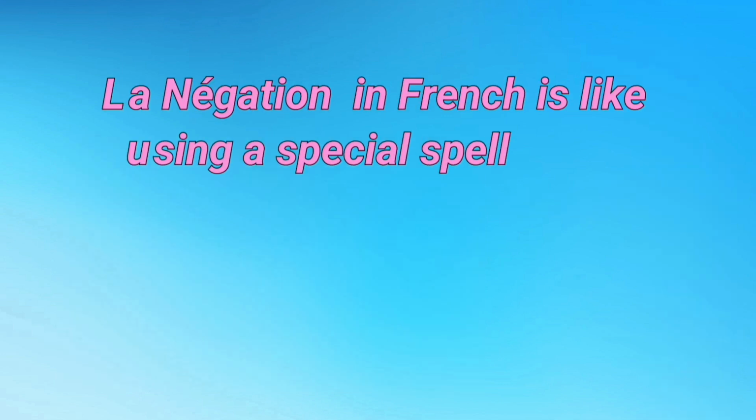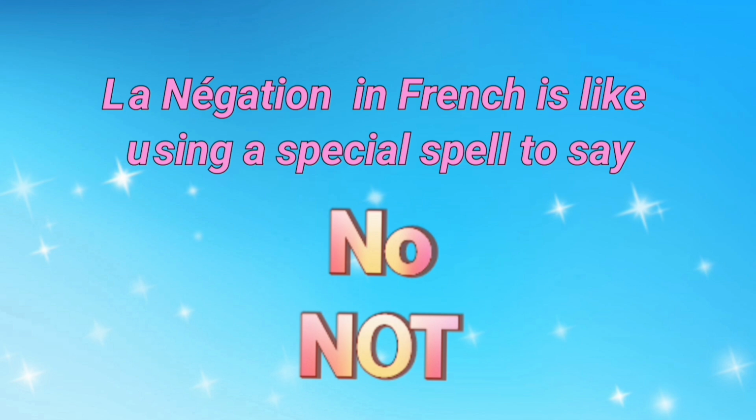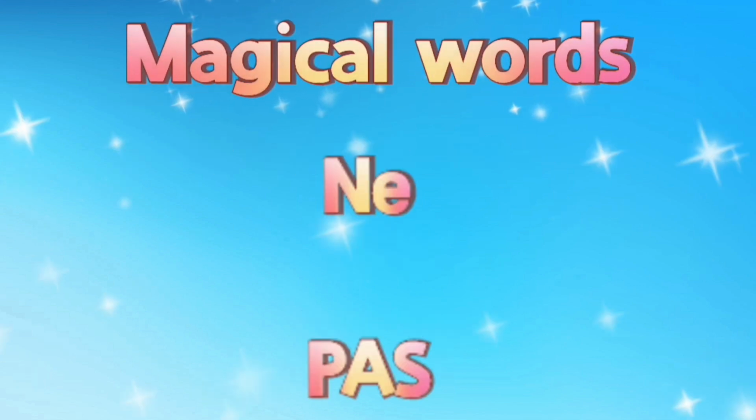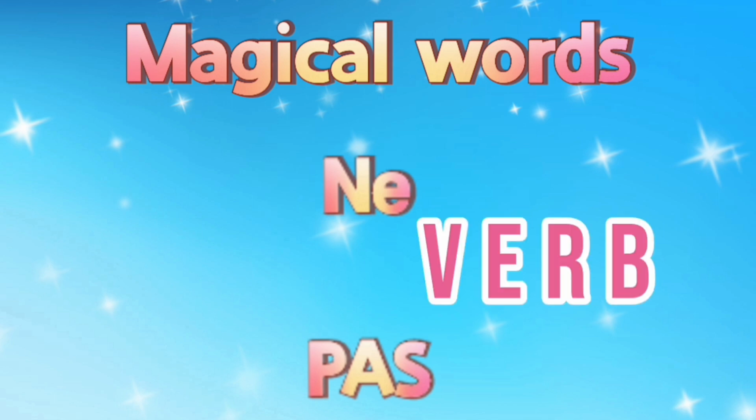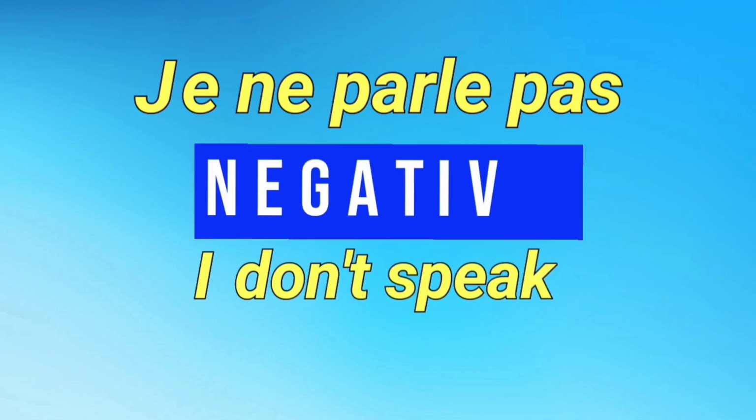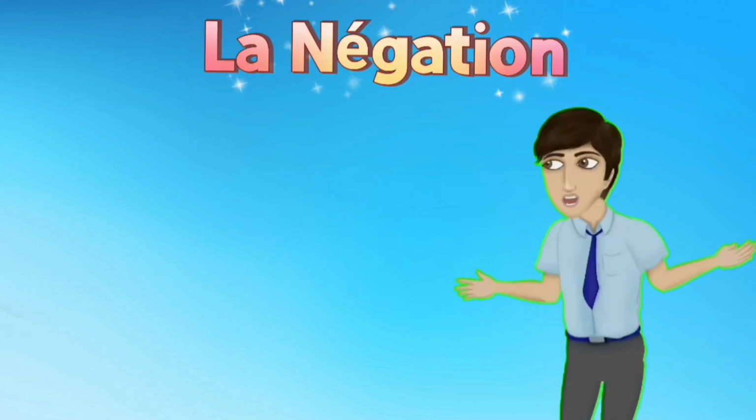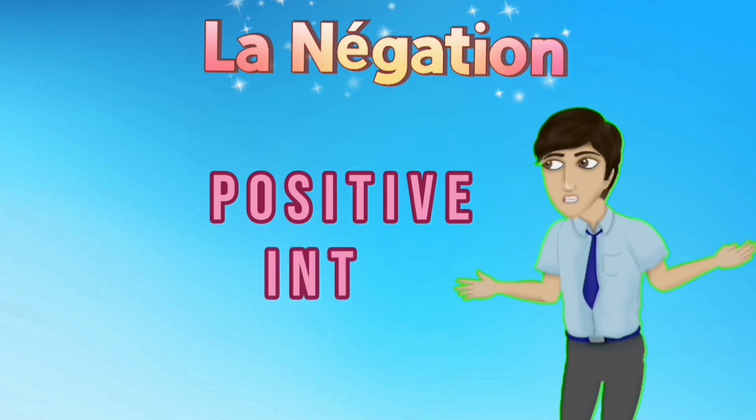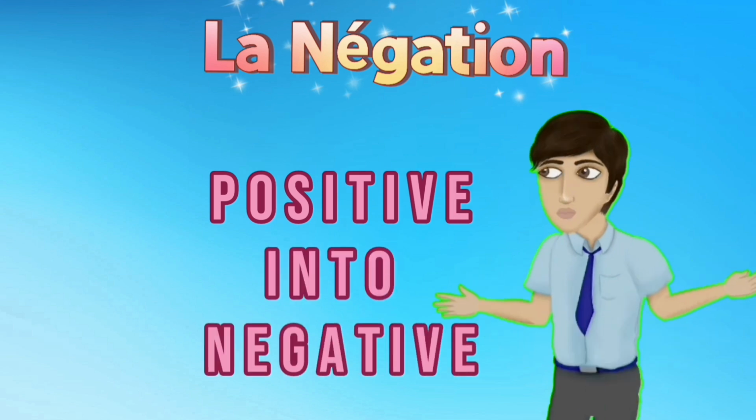La négation in French is like using a special spell to say no or not. Imagine you have two magical words, ne and pas. When you put them around a verb, like je ne parle pas, I don't speak, it's like casting a language spell to make it negative. So, la négation is your secret trick for turning positive sentences into negative ones in French.